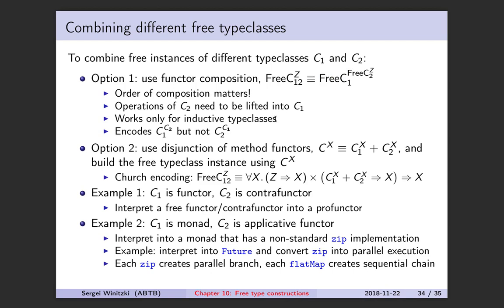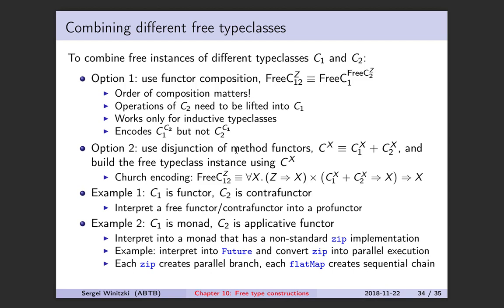And this only works for inductive type classes, of course. Well, that is not a big limitation, perhaps, since most of our type classes are inductive. Not all. For example, traversable is not inductive, so there is no free traversable that can be encoded in this way. But these are significant disadvantages. Most importantly, we are not free to encode arbitrary nesting of effects.